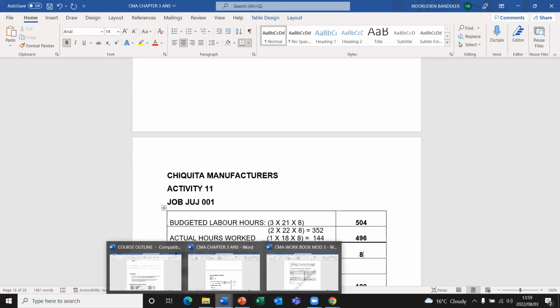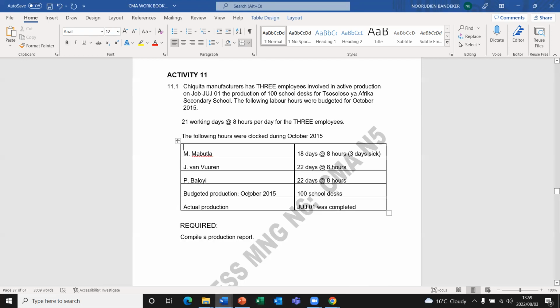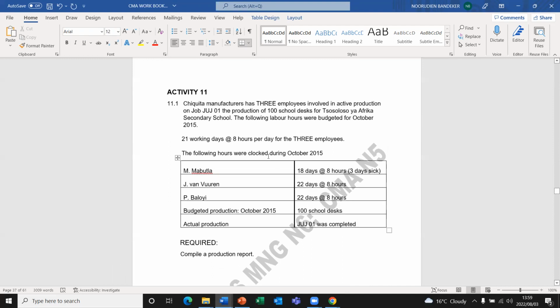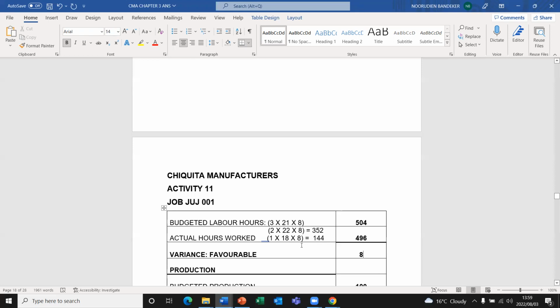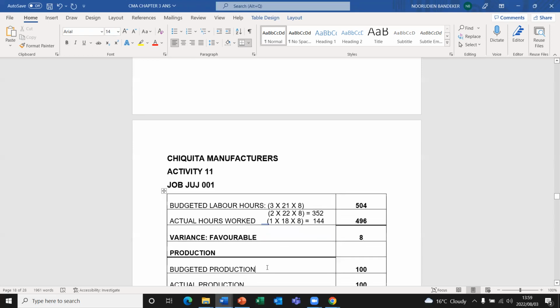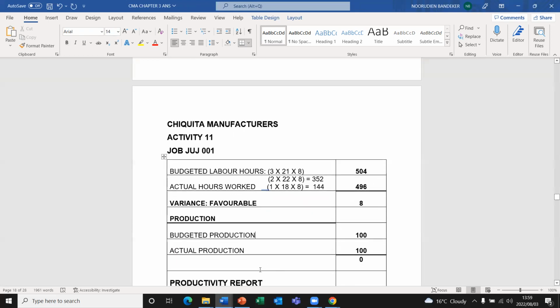Now we must go to the production part. It says here budgeted production, 100 desks, actual production, JUJ01 was completed, 100 desks. So that means they actually completed the task. There's my budgeted production, and there's my actual production. The variance, therefore, as it says here, is nil. Now we're going to the productivity report.